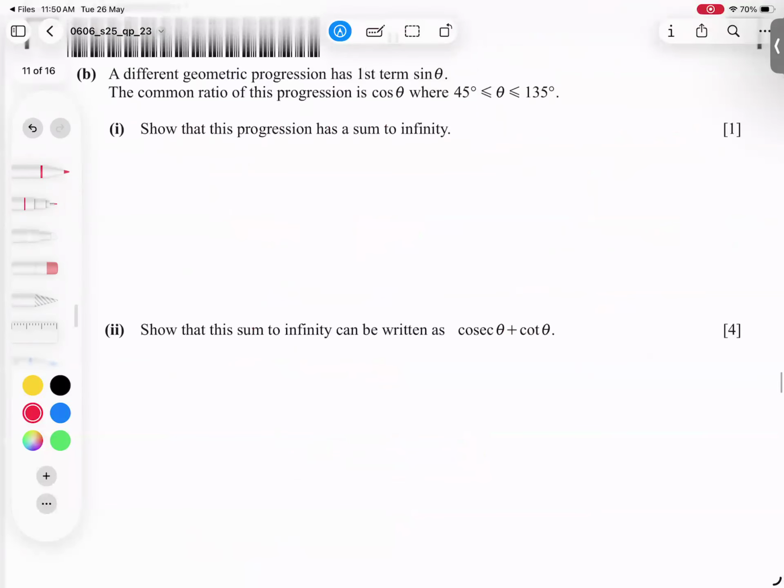Question, same question, part B. A different geometrical progression has a first term sine theta. So make sure the first term is sine theta, and the common ratio is given by cos theta. The angle must be in this domain. Show that the progression has a sum to infinity.